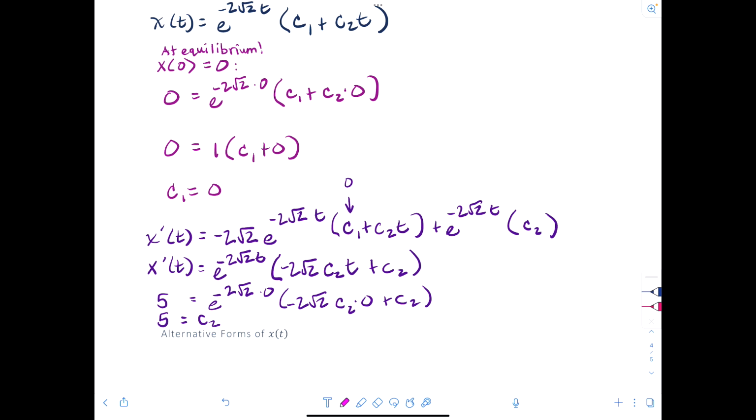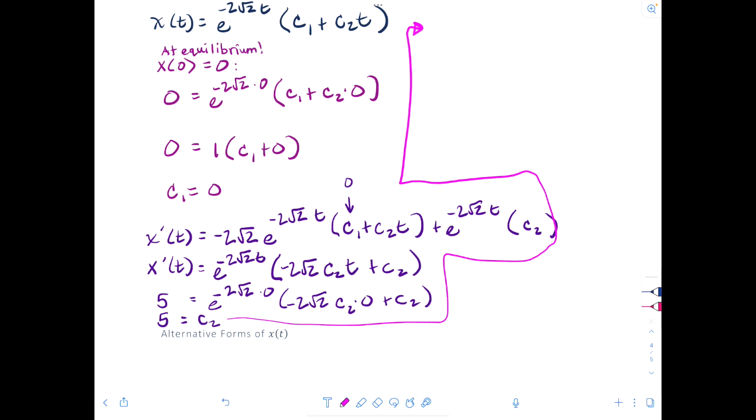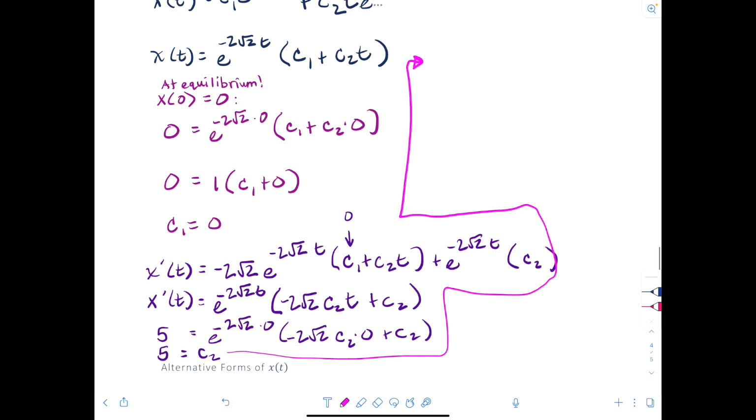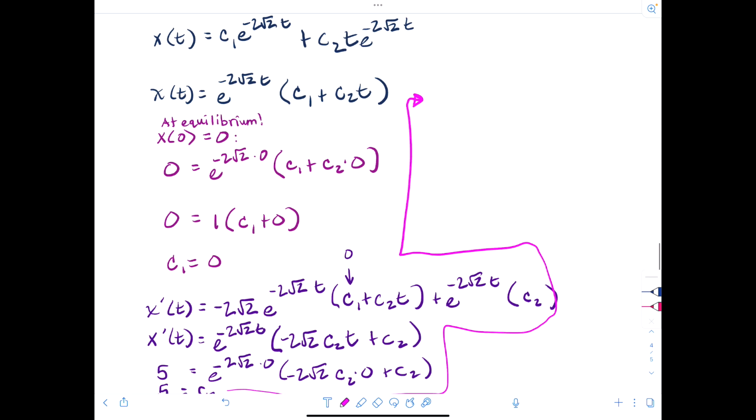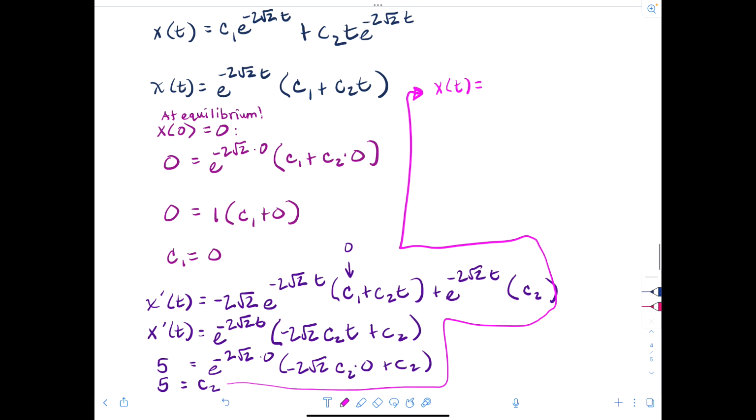So let's see what we've got, okay? So this has given us that x at t is equal to, so c1 is 0, c2 is 5, so we're going to get 5t times e to the negative 2 root 2t. Cool so far?